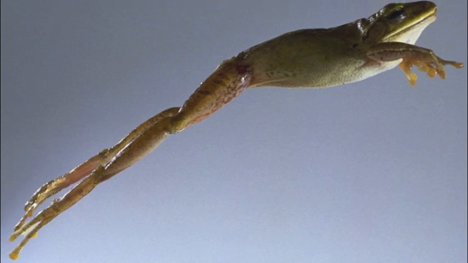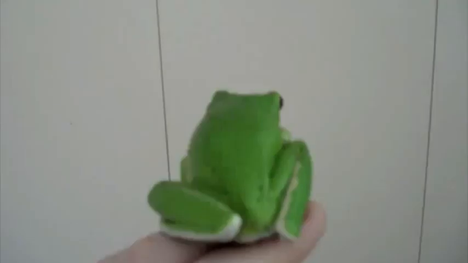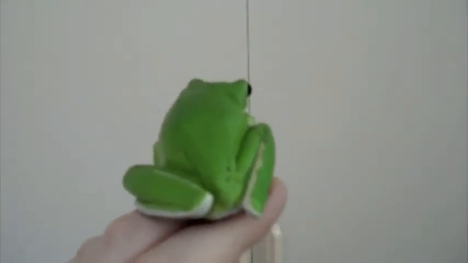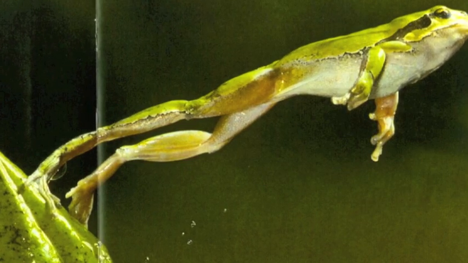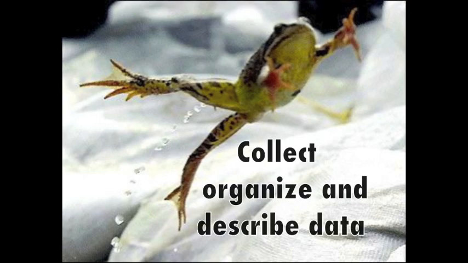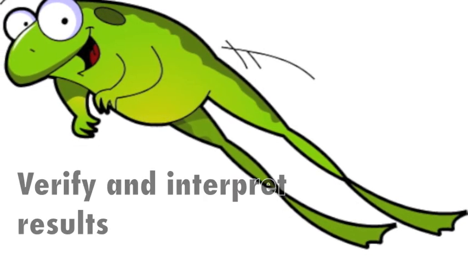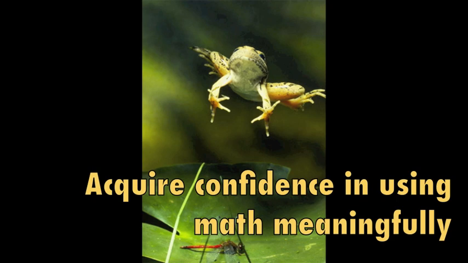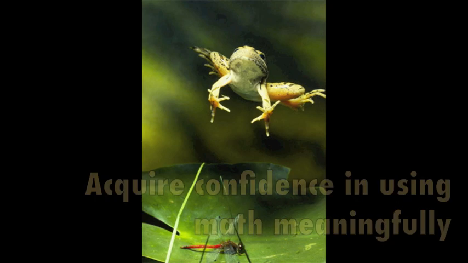Today's lesson is Hop Like a Frog. With the help of your guardians, we're going to learn how far we could hop if we were all frogs. So get out your movie guide homework and let's get started. By the end of this lesson, you should be able to develop the process of measuring, collect, organize, and describe data, verify and interpret results, and acquire confidence in using mathematics meaningfully.